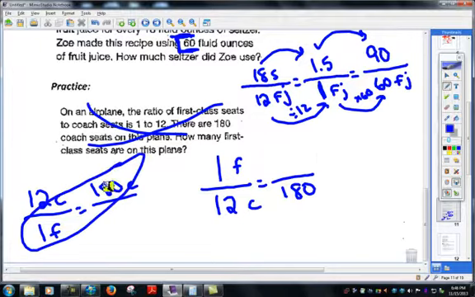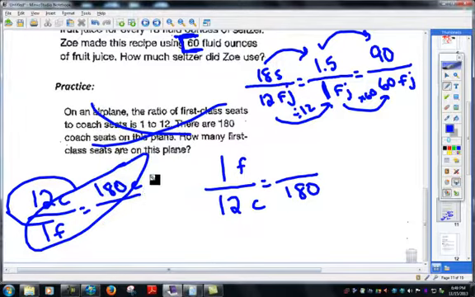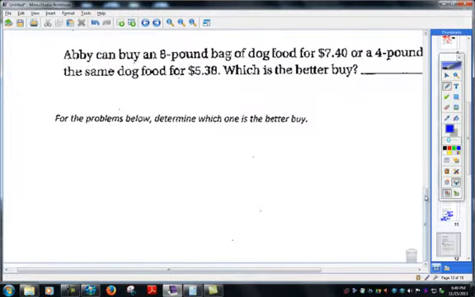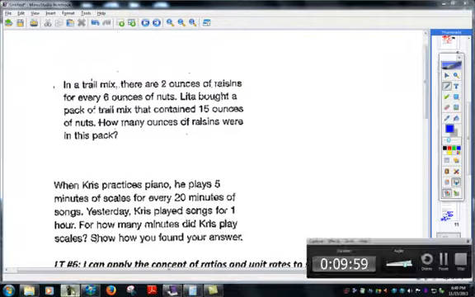Okay, we cross multiply, we divide. 180 divided by 12 is 15. Okay, 1 is 15. All right, let's do another, if we have any more. I think there are 2 more here. Okay.